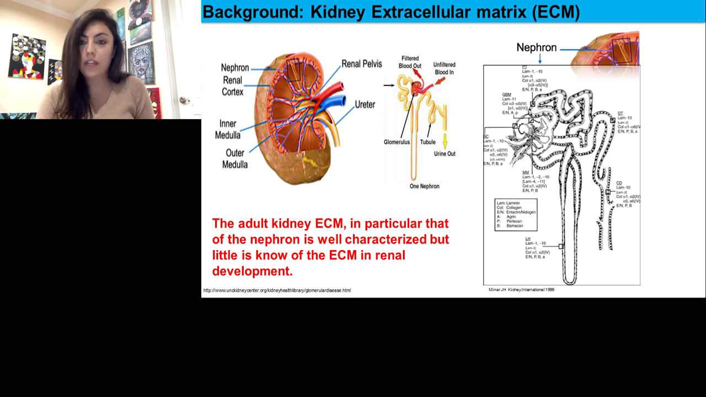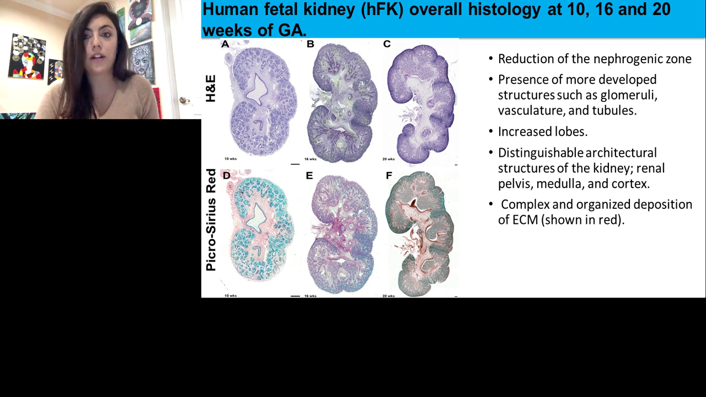However, when we have mutation within any of these chains, we have something called Alport syndrome. And unfortunately, patients with Alport syndrome have decreased kidney function and eventually will need a transplant. So this brings an important point that we do have a characterization of the ECM of the adult nephron in particular. However, little is known about the extracellular matrix in renal development. And that's what we wanted to do, and that's to characterize the extracellular matrix in fetal development.